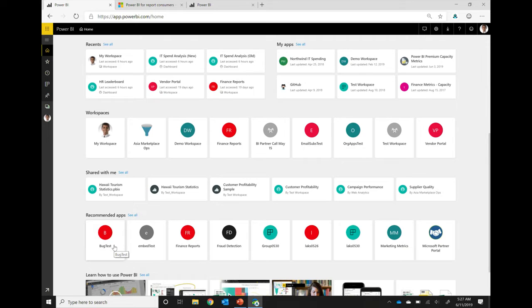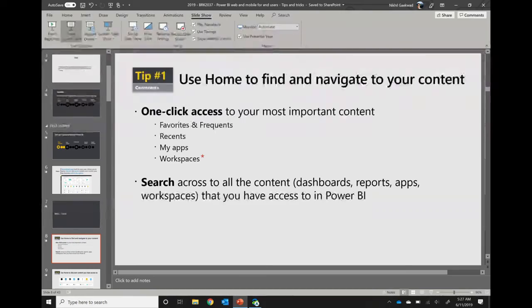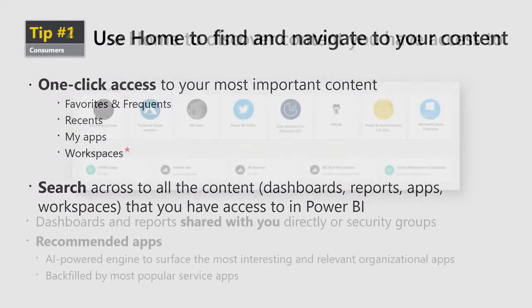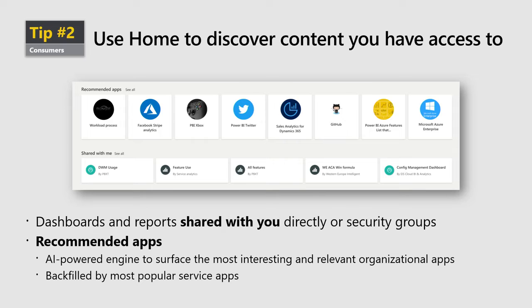So this is really important for you to know that your end users can go and actually install a service app if they have the credentials to it, and just start exploring with some of the dashboards and reports within there, so they can get more of Power BI. And that essentially brings to tip number 2, which is use Home to discover content that you have access to, either through shared with me or recommended apps. It becomes incredibly powerful when you're digging around in the service to find more data or insights that someone's published.